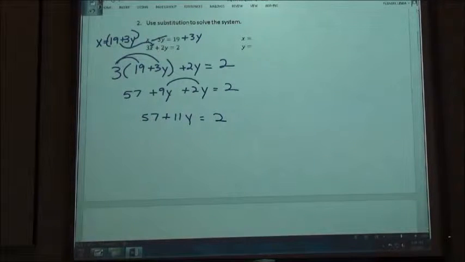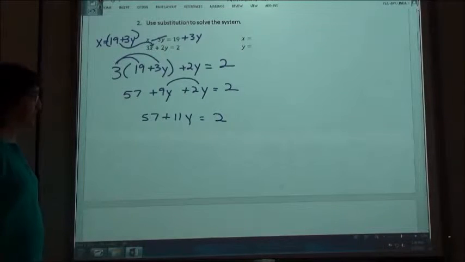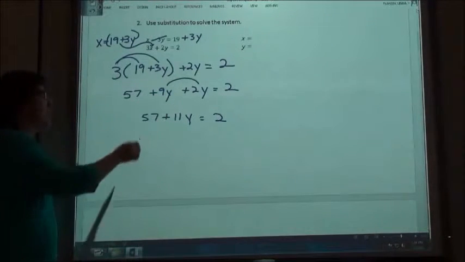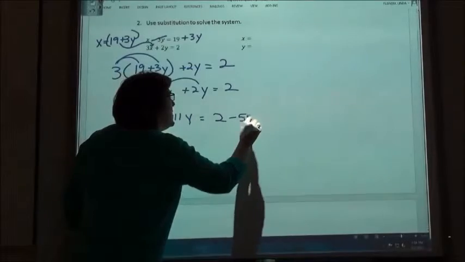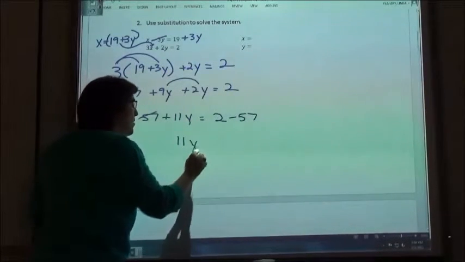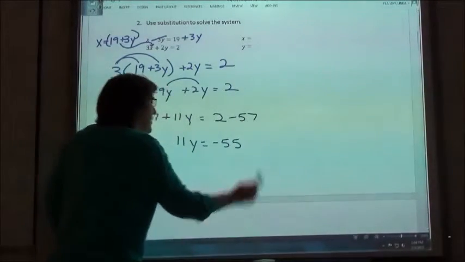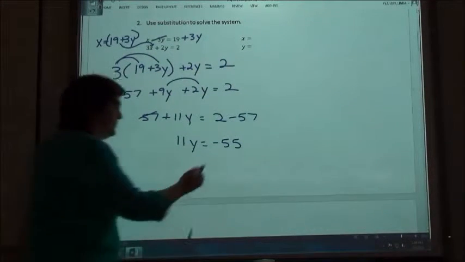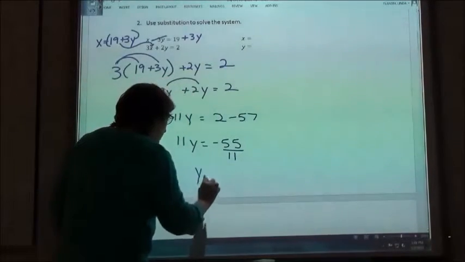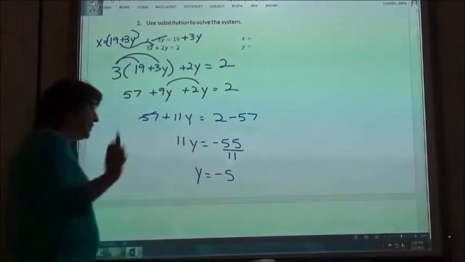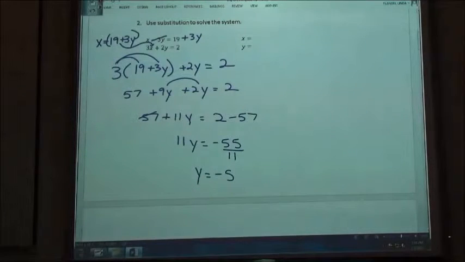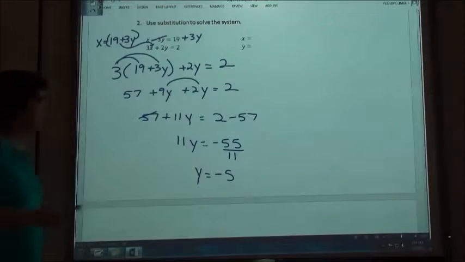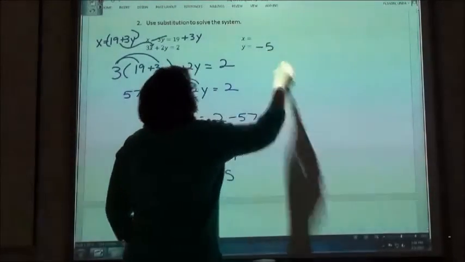Then we're going to subtract the 57 to get the y by itself. So minus the 57, 11y would equal negative 55, right? And then divide by 11. y equals negative 5. By the way, if that's not coming out to a nice integer, a nice whole number, we know something's wrong because you're not going to get any fraction answers. So we found the y was equal to negative 5.